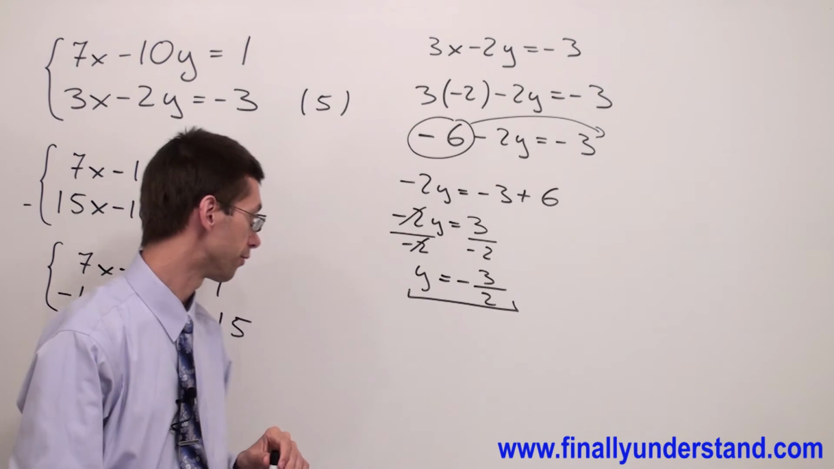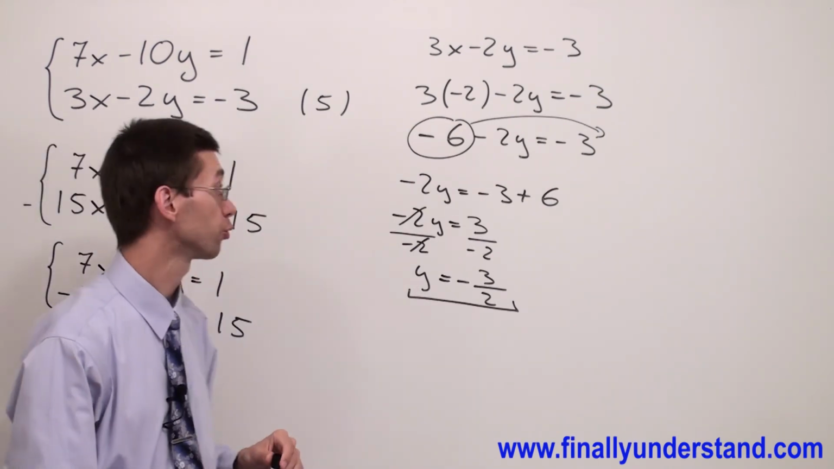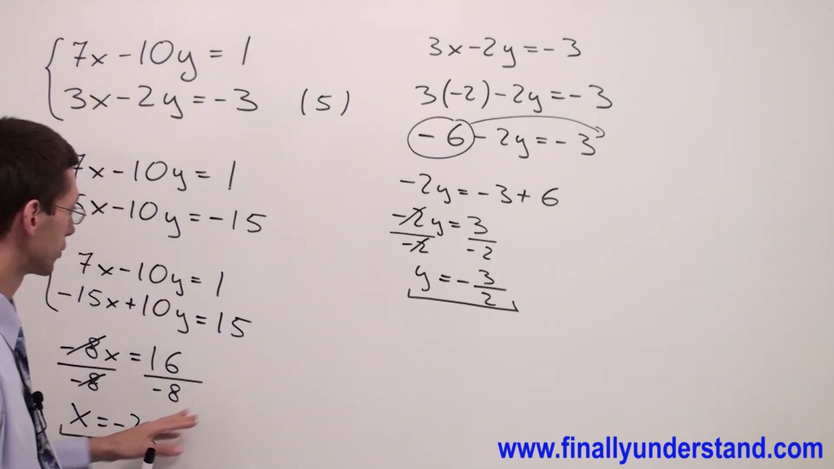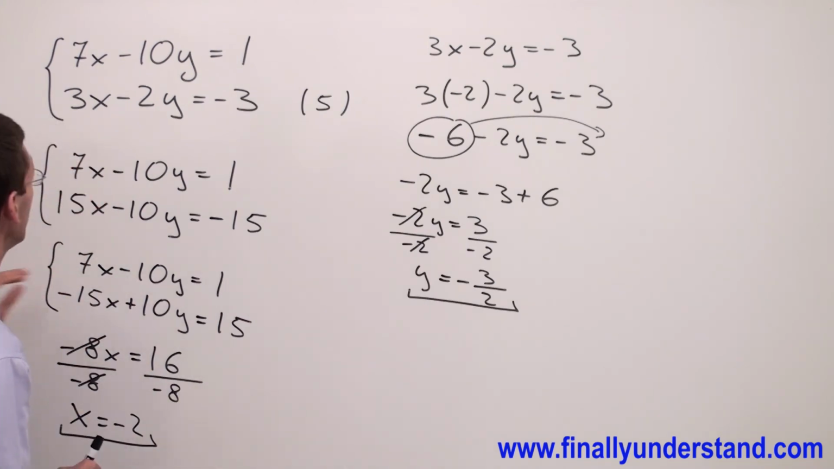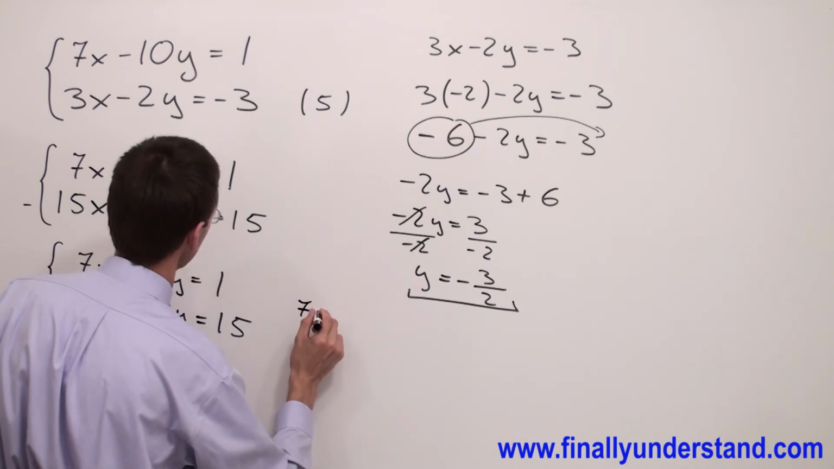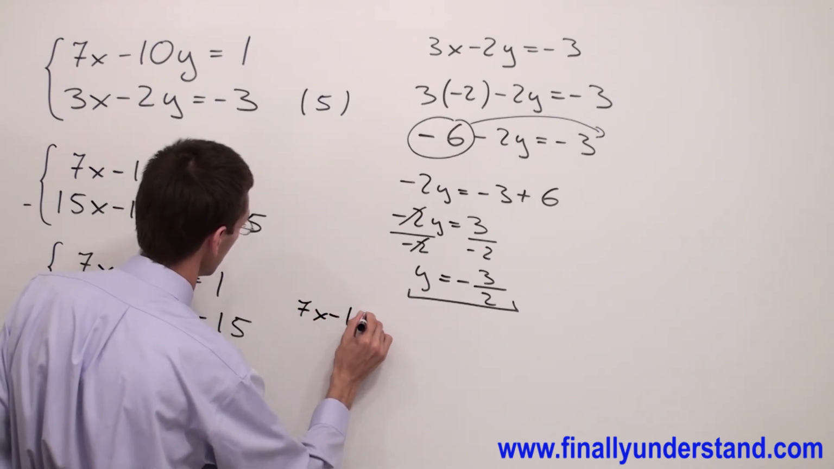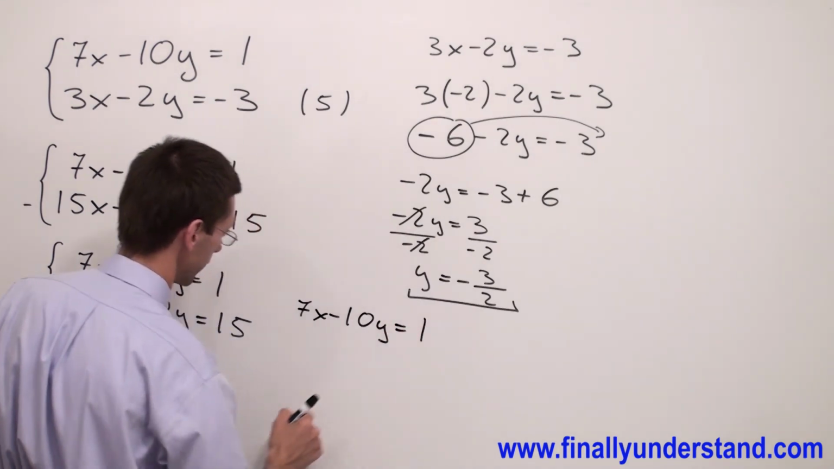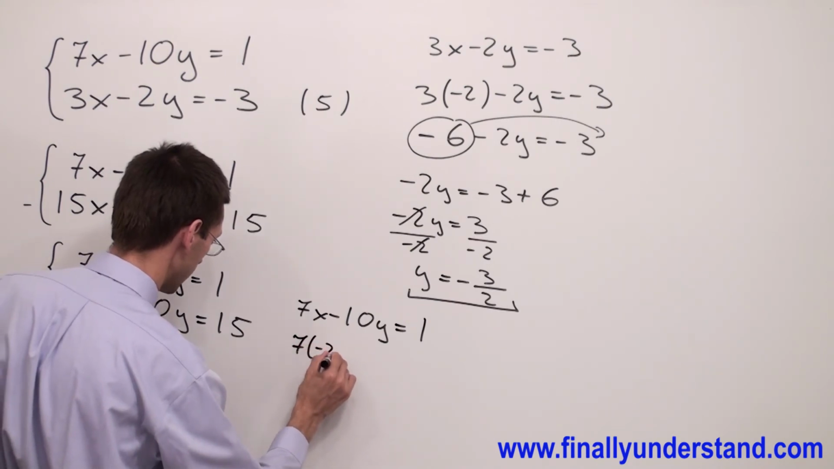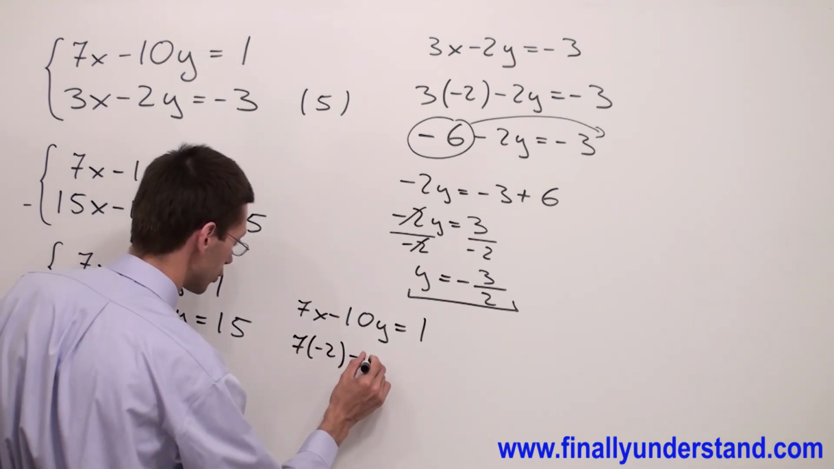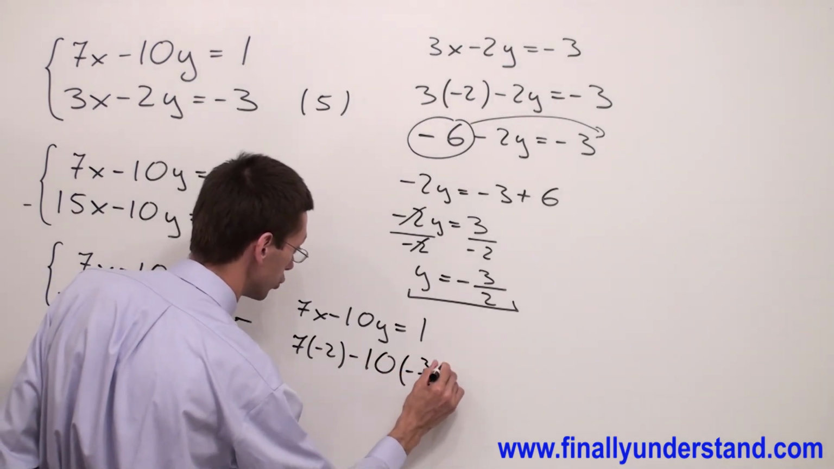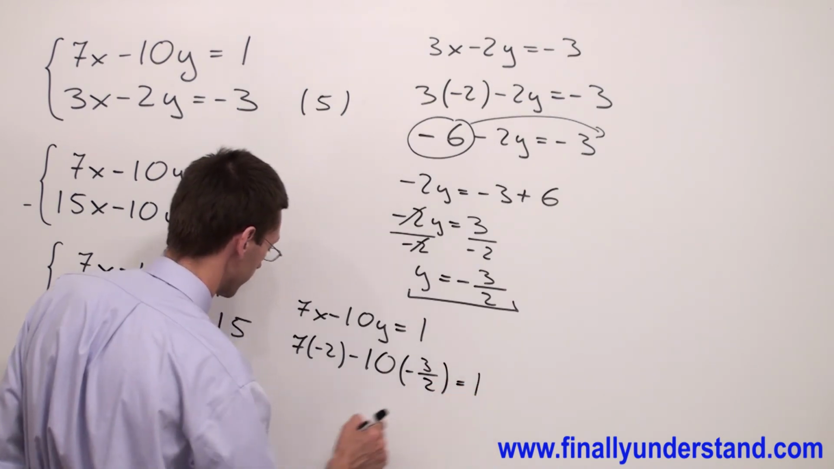Next, we're supposed to verify if our answers are correct. We're supposed to replace our variables x and y by these values in both equations. So I have check. So this is going to be 7x minus 10y is equal 1. Instead of x, I'm supposed to write negative 2. So I have 7 times negative 2 minus 10 times negative 3 over 2 supposed to be equal 1.